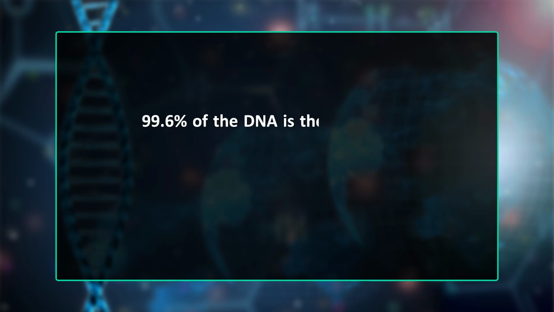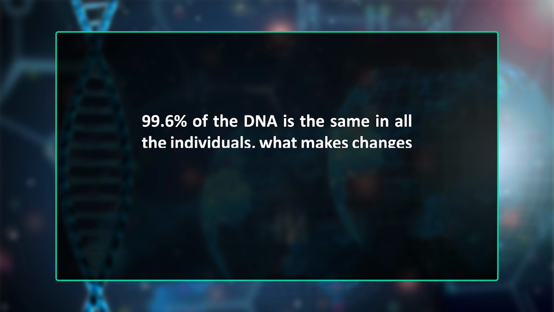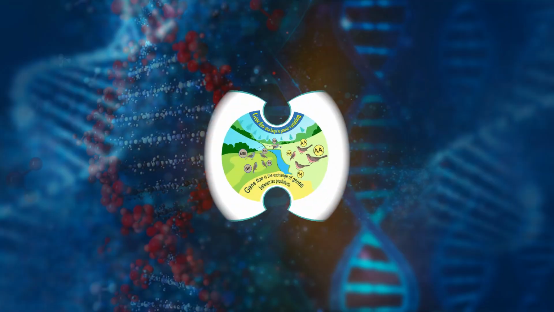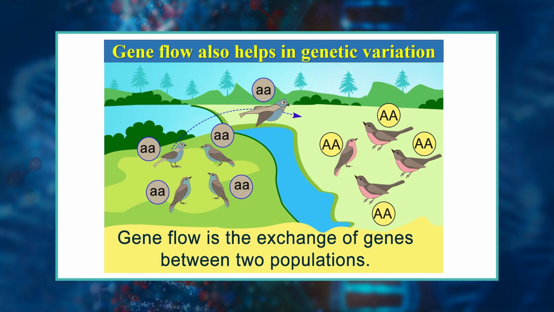Even though 99.6% of the DNA is same in all individuals, what makes change in the individual appearance and personality is the variation. Favorable characters are transmitted from one generation to another, leading to evolution. The interaction between genetic variation in a population and the environment results in natural selection. Gene flow also helps in genetic variation by introducing new genes into a population.